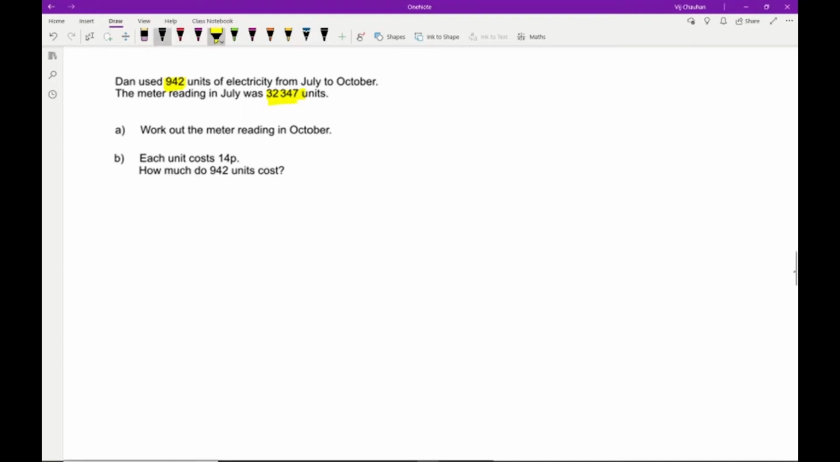For part A, we're looking at the meter reading, so we need to add. It was 3, 2, 3, 4, 7 in July, and we've used 942 units, so I need to add them all up. 7 plus 2 is 9, 8, 12, 3, 3, and there is my answer. The meter reading in October is going to be 33,289.